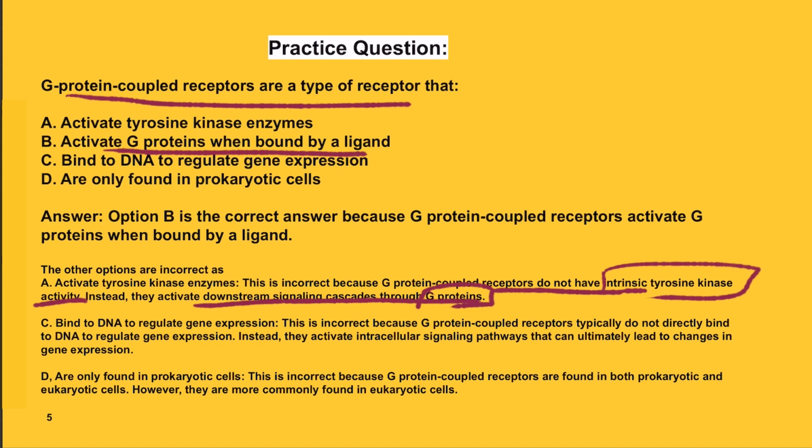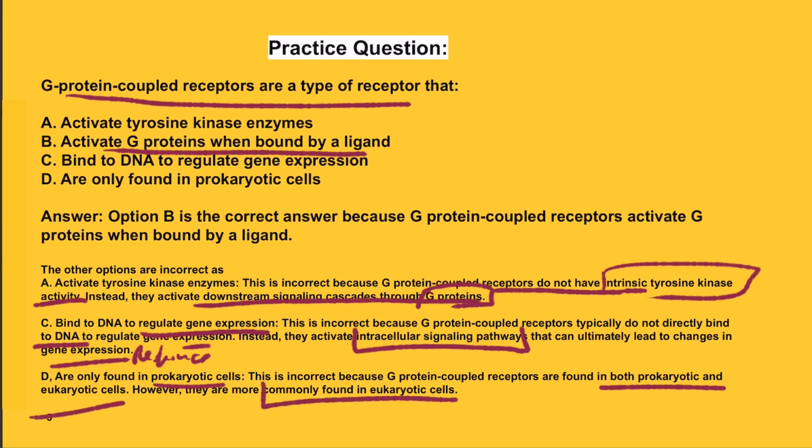Option C, bind to DNA to regulate gene expression, is incorrect because G-protein coupled receptors typically do not directly bind to DNA to regulate gene expression. Instead, they activate intracellular signaling pathways that can lead to changes in gene expression. And option D, are only found in prokaryotic cells, is incorrect because G-protein coupled receptors are found in both prokaryotic and eukaryotic cells. However, they're more commonly found in eukaryotic cells.